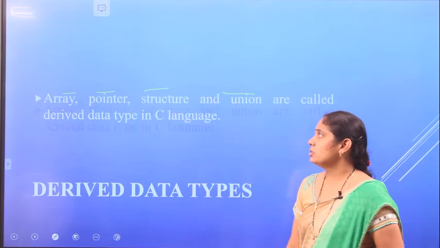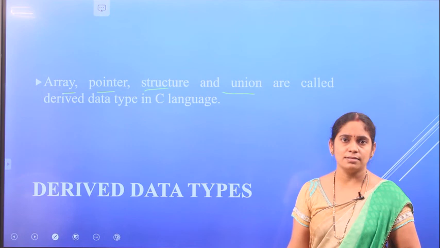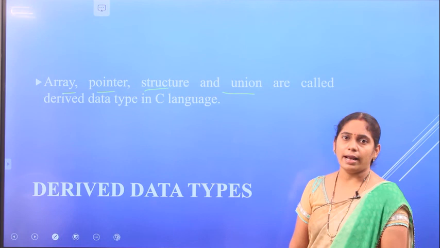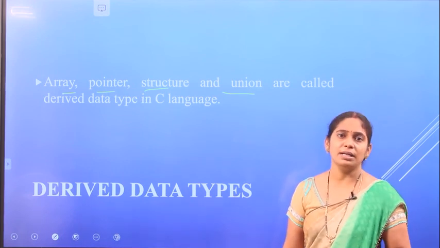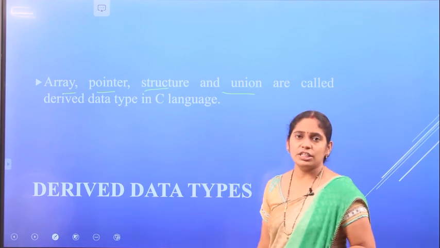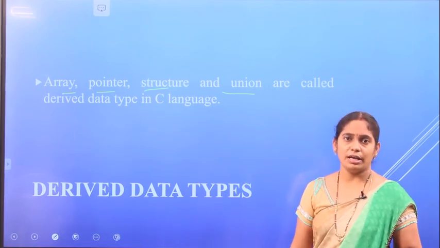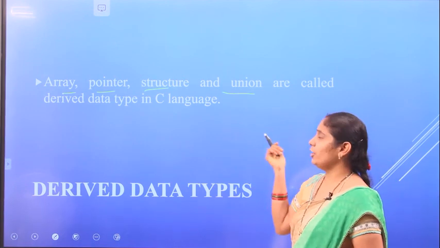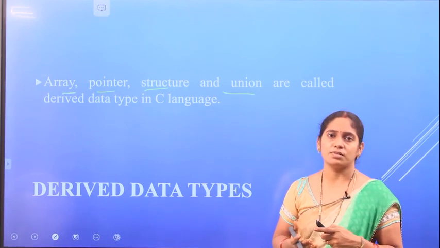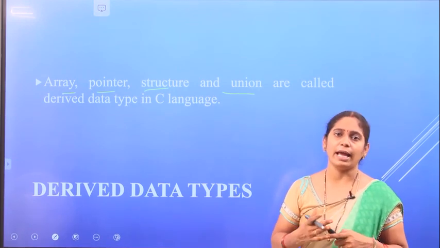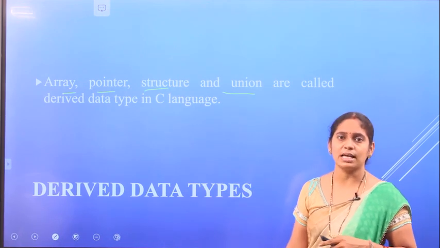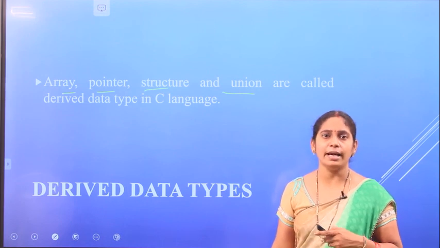Derived data types are arrays, pointers, structures and unions. An array is nothing but a set of the same, similar data items. A pointer is used to store the address of a variable. Structures and unions are collections of values of different forms, like one integer, one character, one float. In the coming sessions we'll discuss arrays, pointers, structures and unions.